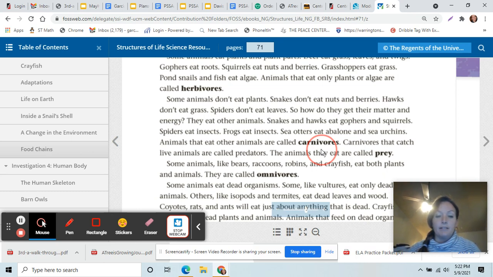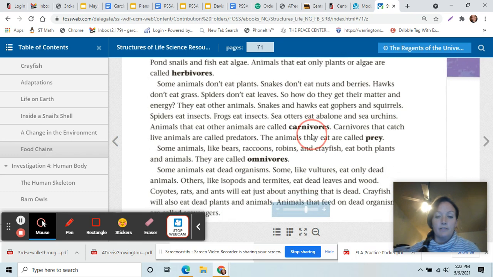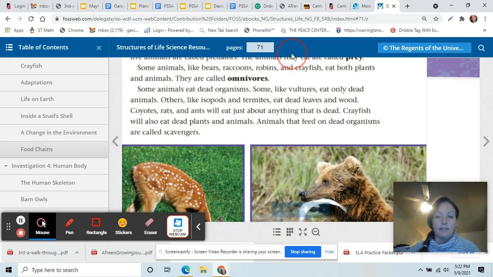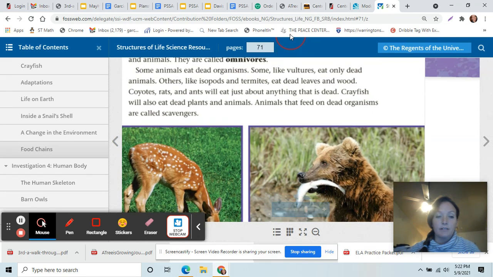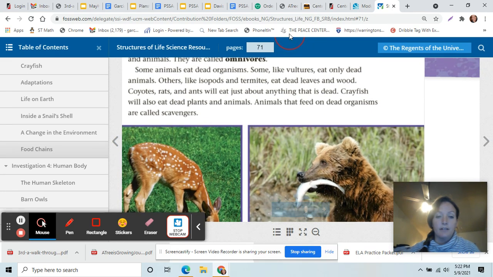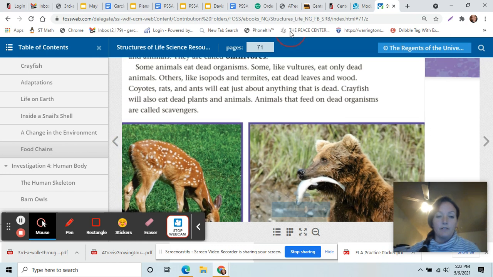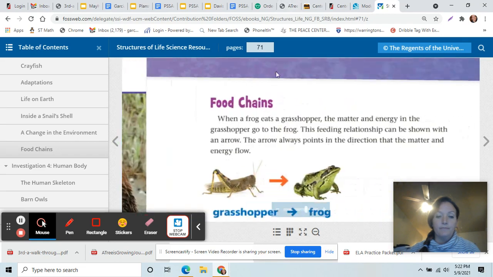Some animals eat dead organisms. Vultures eat only dead animals. Others, like isopods and termites, eat dead leaves and wood. Coyotes, rats, and ants will eat just about anything that is dead. Crayfish will also eat dead plants and animals. Animals that feed on dead organisms are called scavengers.